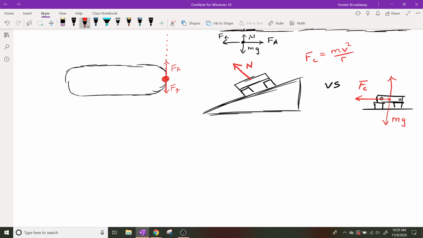Okay, F of G goes, are we all in agreement? Thank you. Please don't miss that on the AP Physics test. Force of gravity goes down.